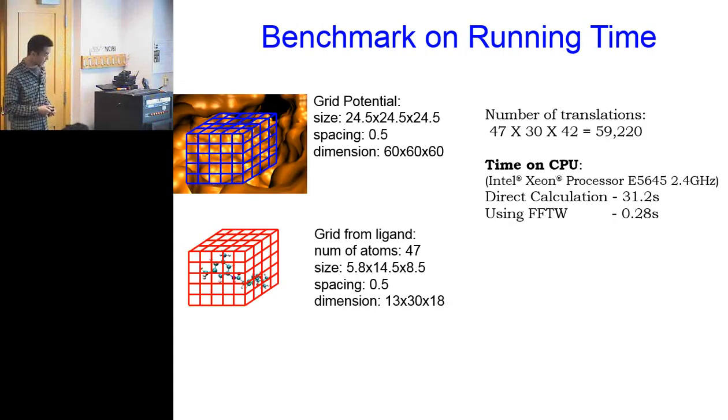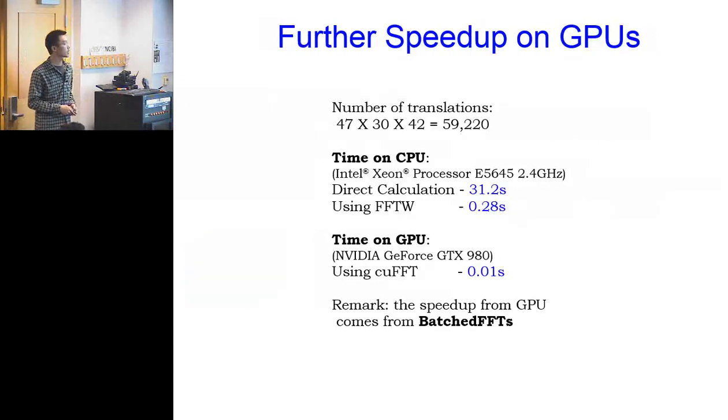As I told you at the beginning, we take a step further. We make it work on GPU as well. So we did the same benchmark. This is FFT on CPU. This is FFT on GPU, which is about 0.01 second. Here's another 28 times speed up.